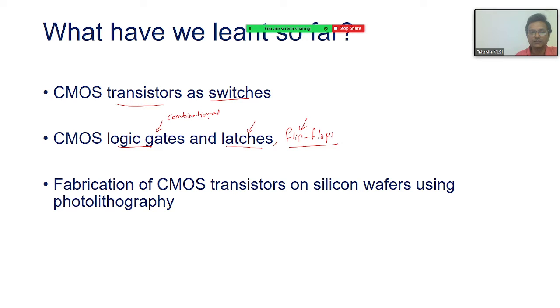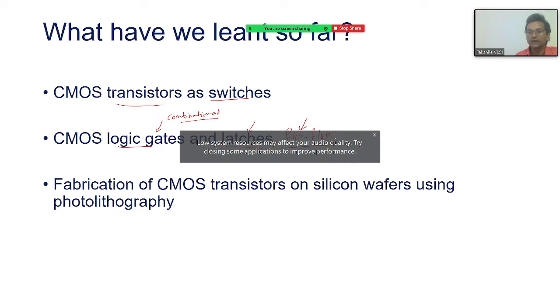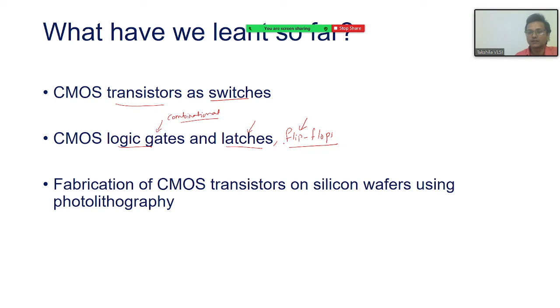In a combinational circuit, we saw that the output depends only on the present state, but in sequential circuits we see that it has a memory. It means the output depends not only on the present state but also on the previous state, what the previous input to the circuit was. And then the fabrication of CMOS transistors on silicon wafers, where transistors are mass produced in large numbers using the photolithography process. So briefly, what is photolithography? Photo means light, and lithography is the printing way by which the transistors are fabricated.